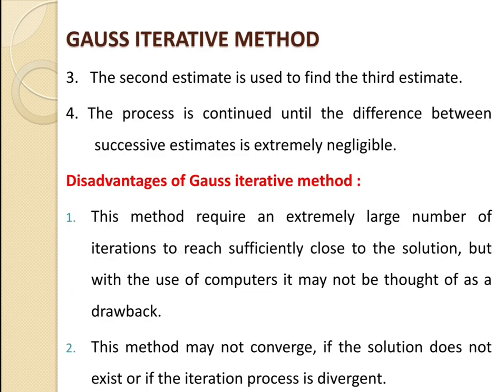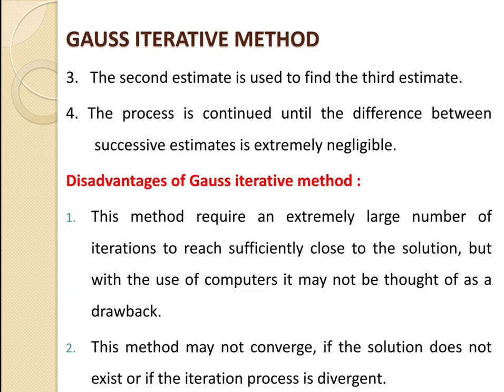Third one, the second estimate is used to find the third estimate. And the fourth one, the process is continued until the difference between the successive estimates is extremely negligible. So if we go for the calculation and get an answer in the last two iterations that is very near, then we go for the final decision and we get the final result. Otherwise, whatever iterations take place in between are not considered.